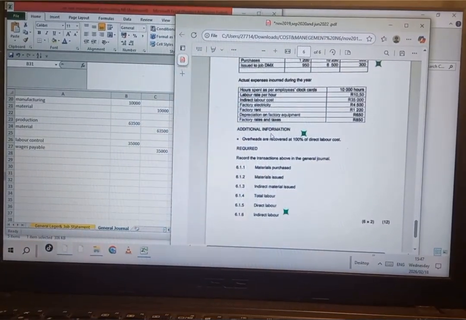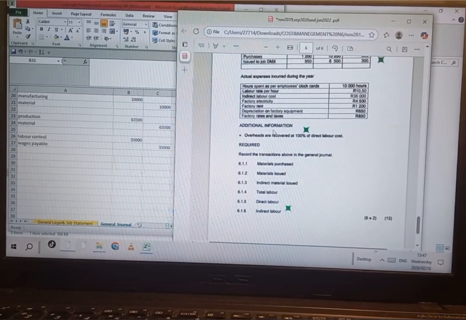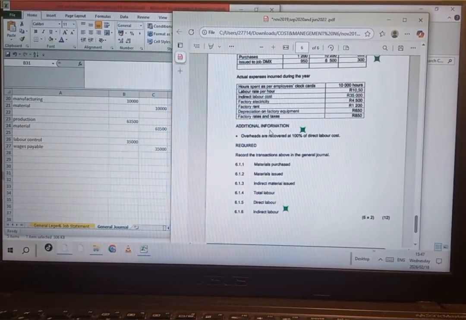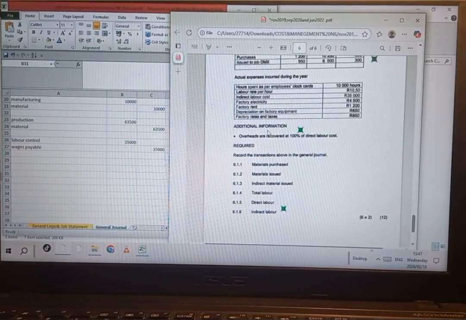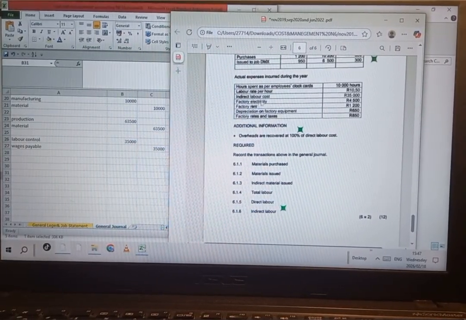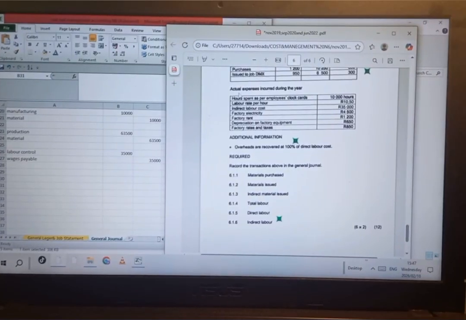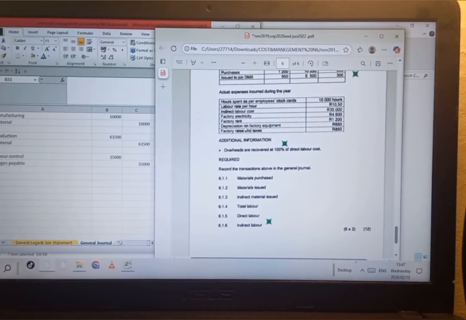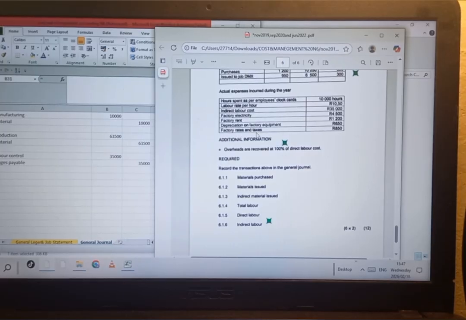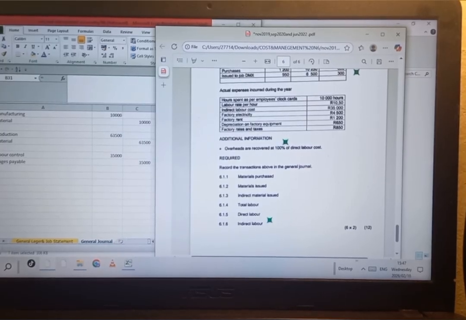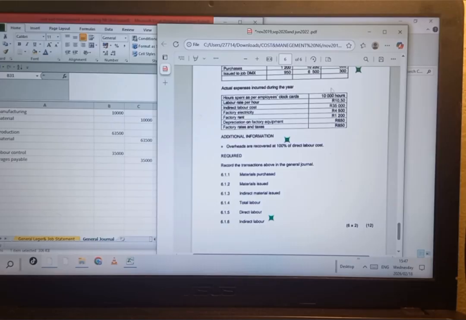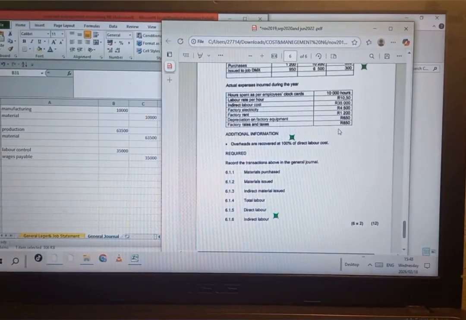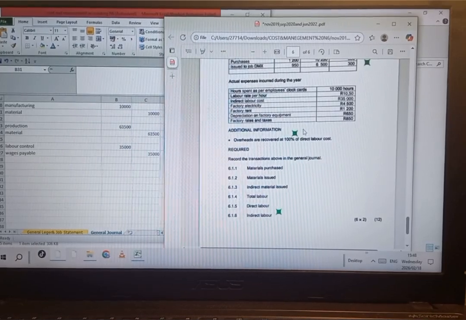In my previous video, when I was preparing job costing based on general ledger and job cost statement, we did manufacturing, but in the question paper that we were doing, we did not have the transactions that affect manufacturing. Here are the actual expenses incurred: factory electricity, factory rent, depreciation, factory rates and taxes, indirect labor cost. All of this affects manufacturing on the debit side. So take note of this, guys.